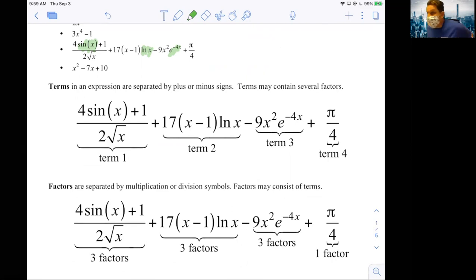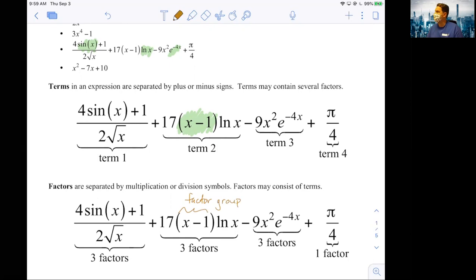Now let me point something out here. If you notice up on here, we have an x minus 1. That's still counting as part of the second term. It's not its own term. This is what we call a factor group, okay? This is a factor group. And it's part of the second term.